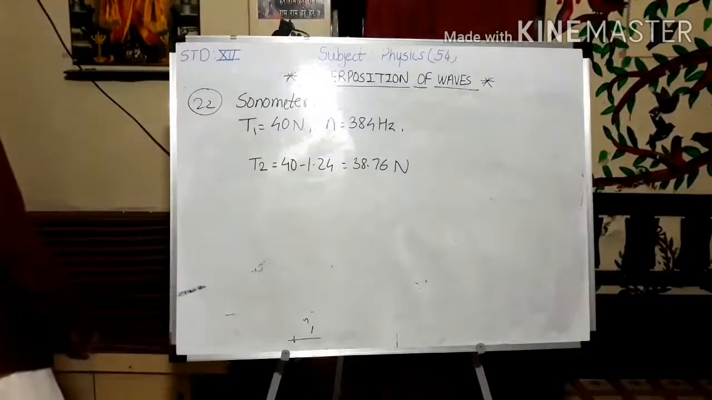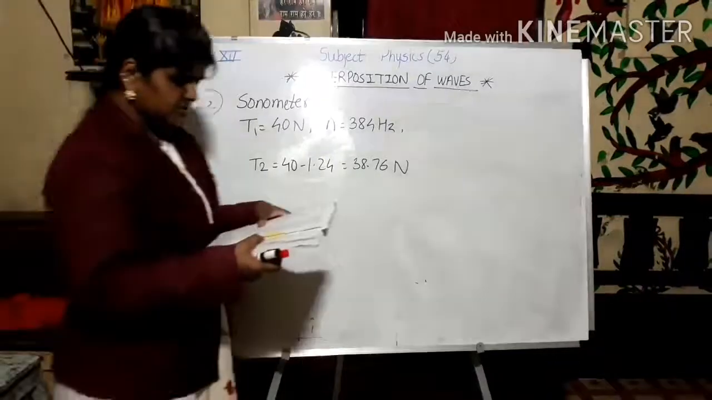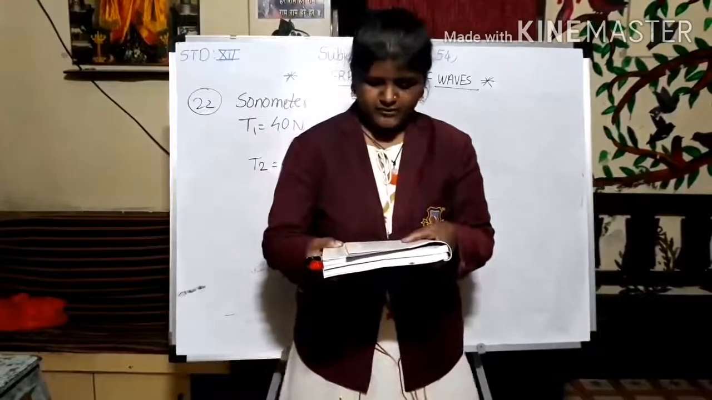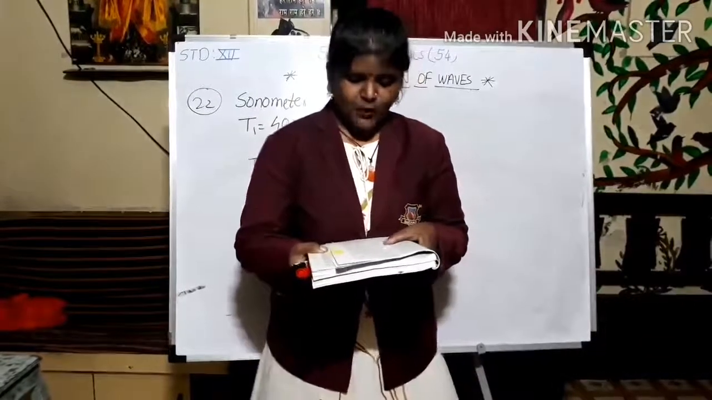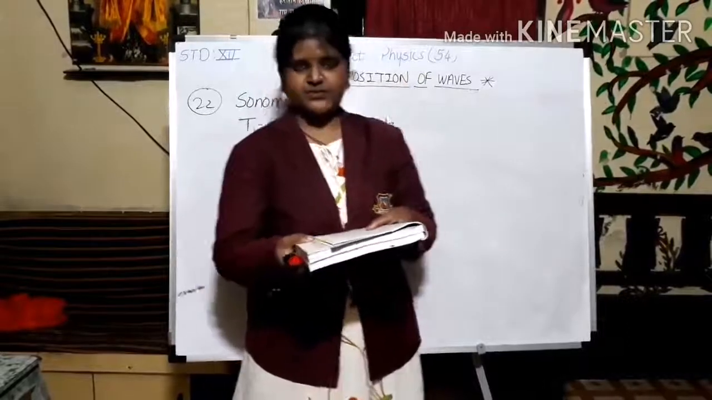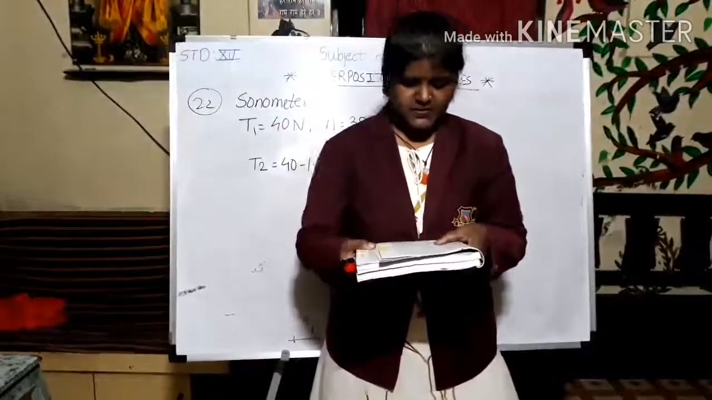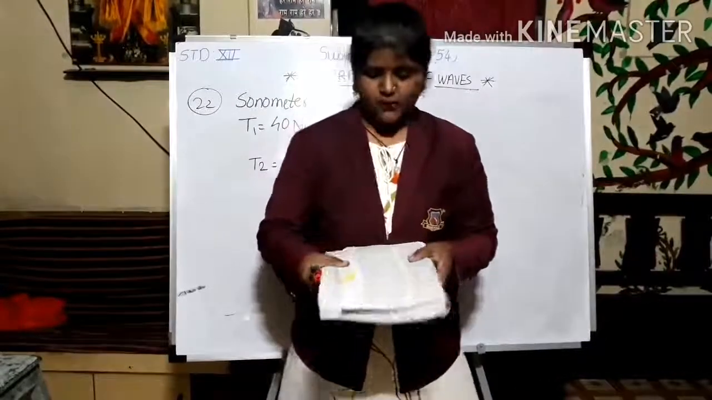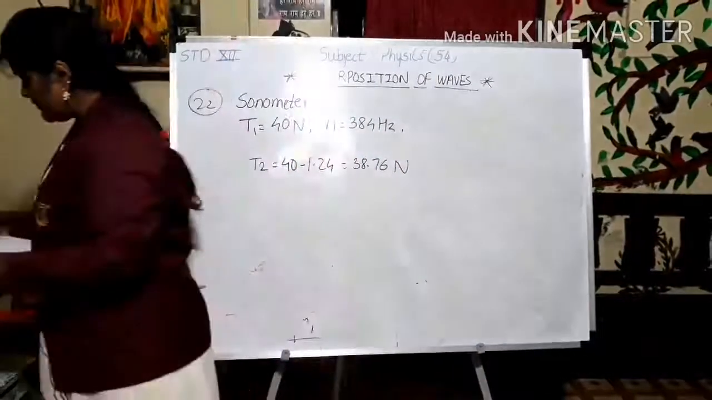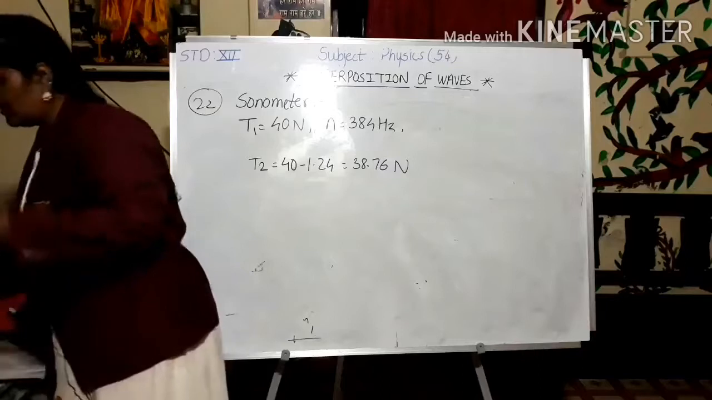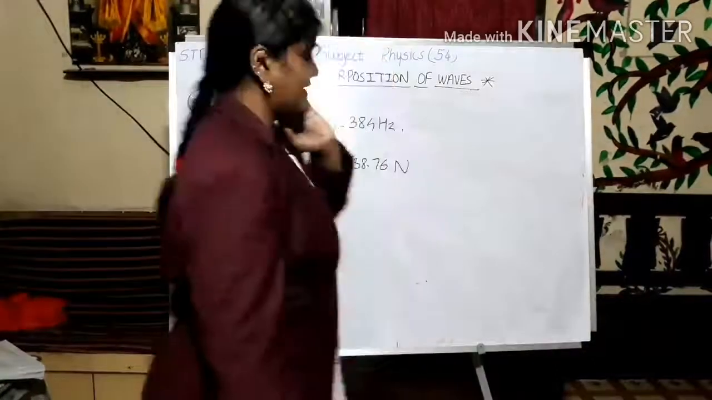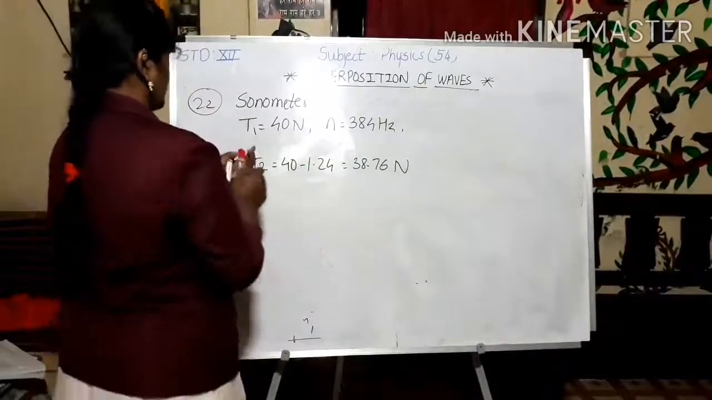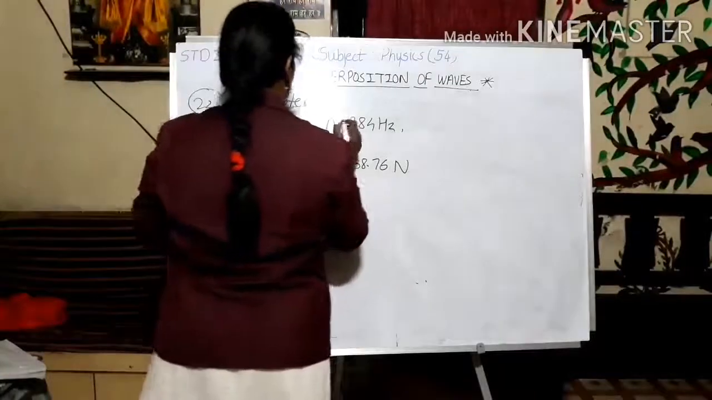Now what we are going to find out is, if it vibrates in unison with the tuning fork of frequency 384 Hertz, how many beats get produced in 2 seconds if the tension in the wire is decreased by 1.24 Newton? What we are going to find out is how many beats we are getting. So let's see. First, this is nothing but N1. We'll consider this as N1, right?